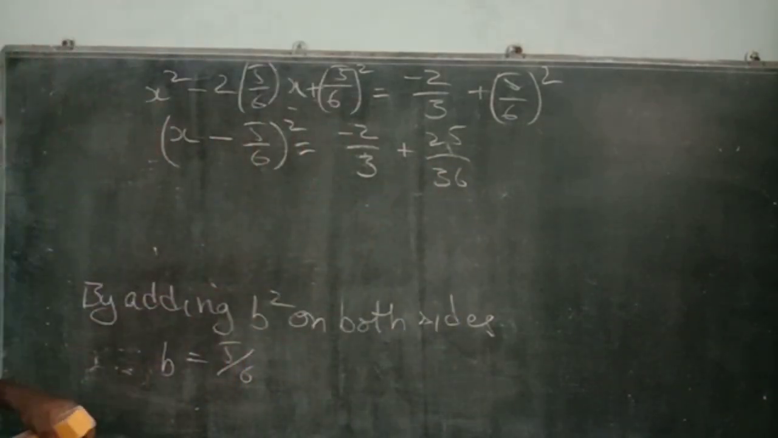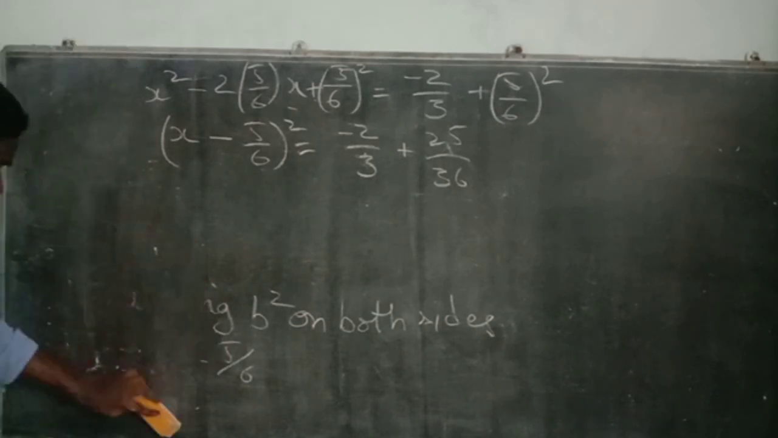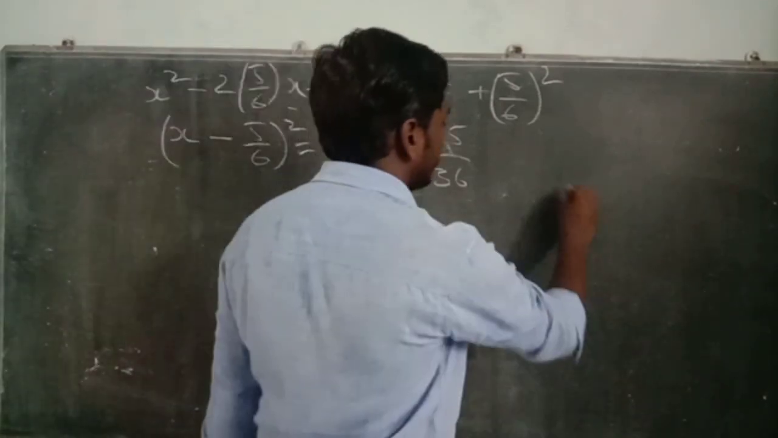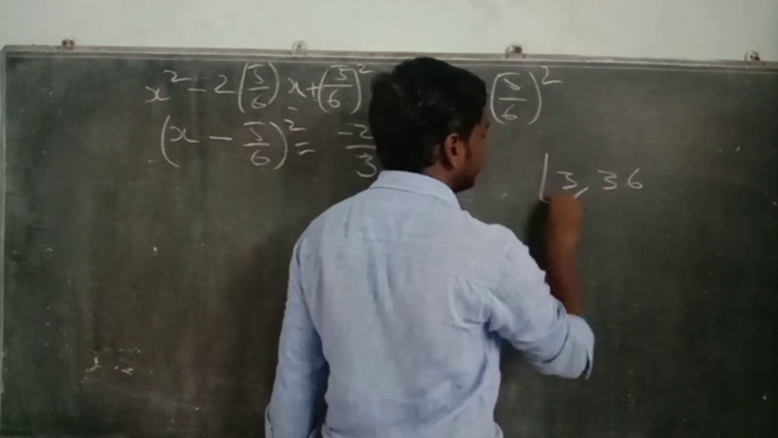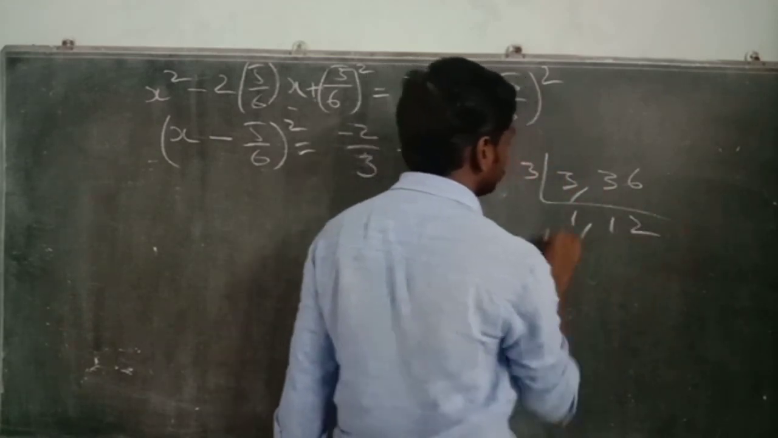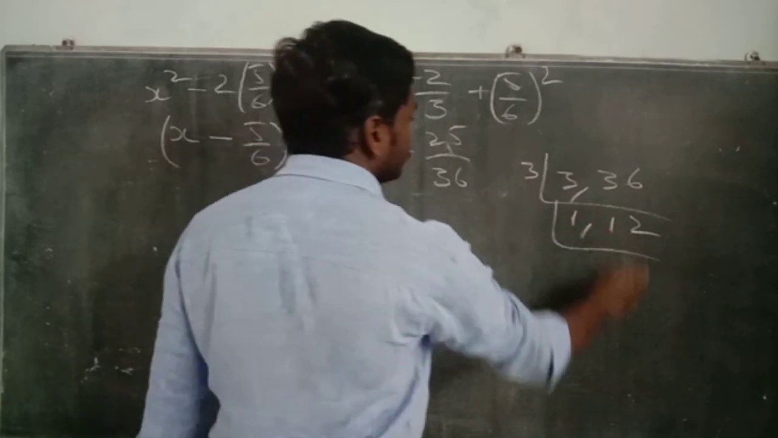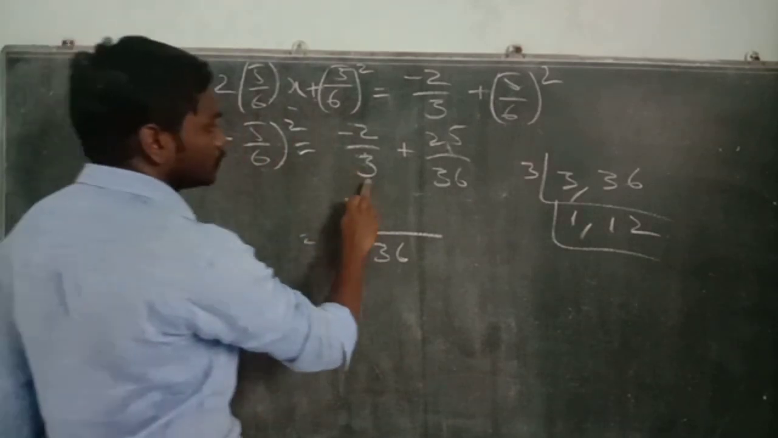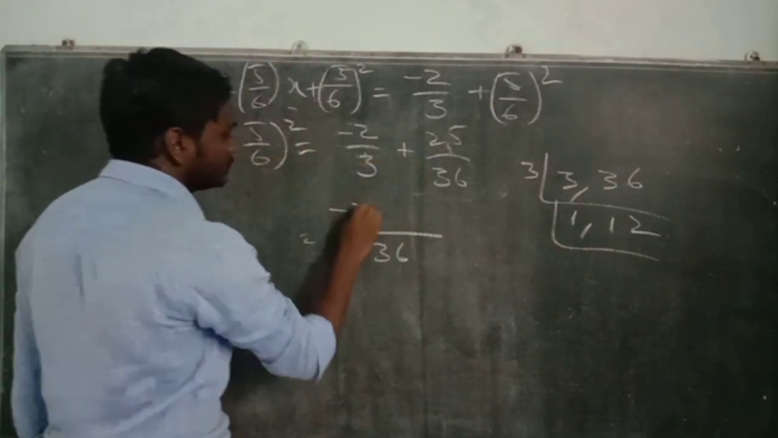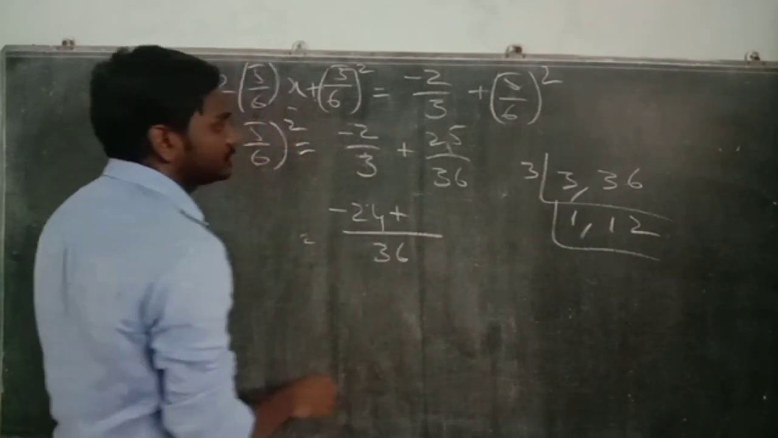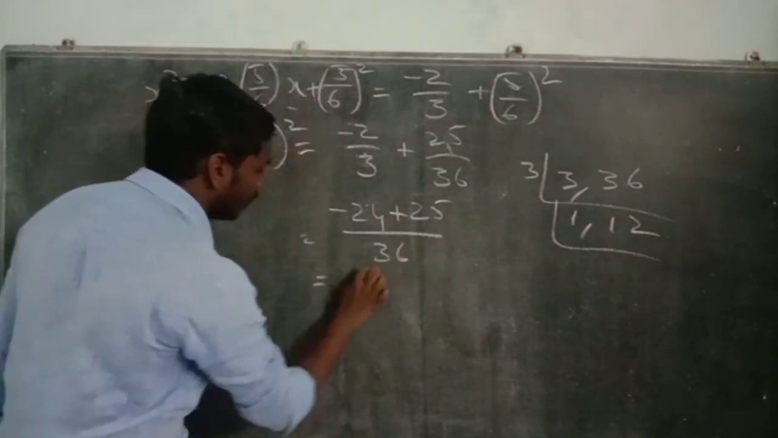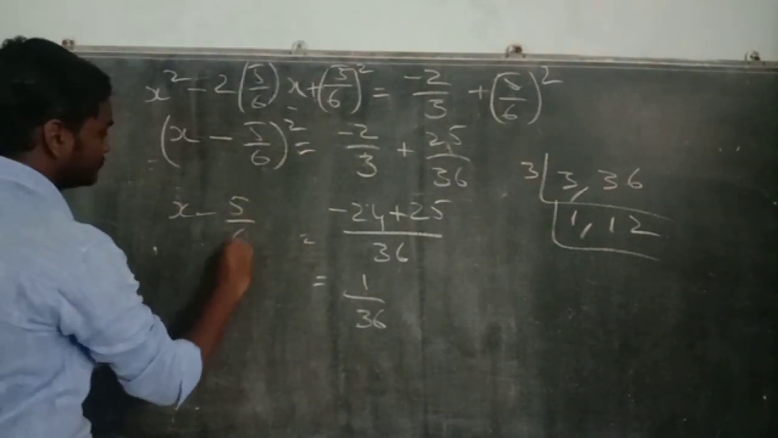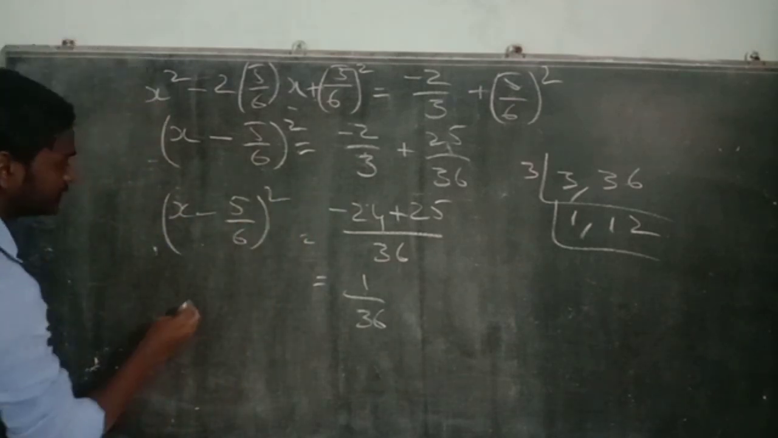Now by solving this equation, let's take the LCM. The LCM of 3 and 36 is 36, since 3 ones are 3 and 3 twelves are 36. So this is 12 twos minus 24 plus 25, that is nothing but 1 by 36. That is, (x minus 5 by 6) whole square is equal to 1 by 36.